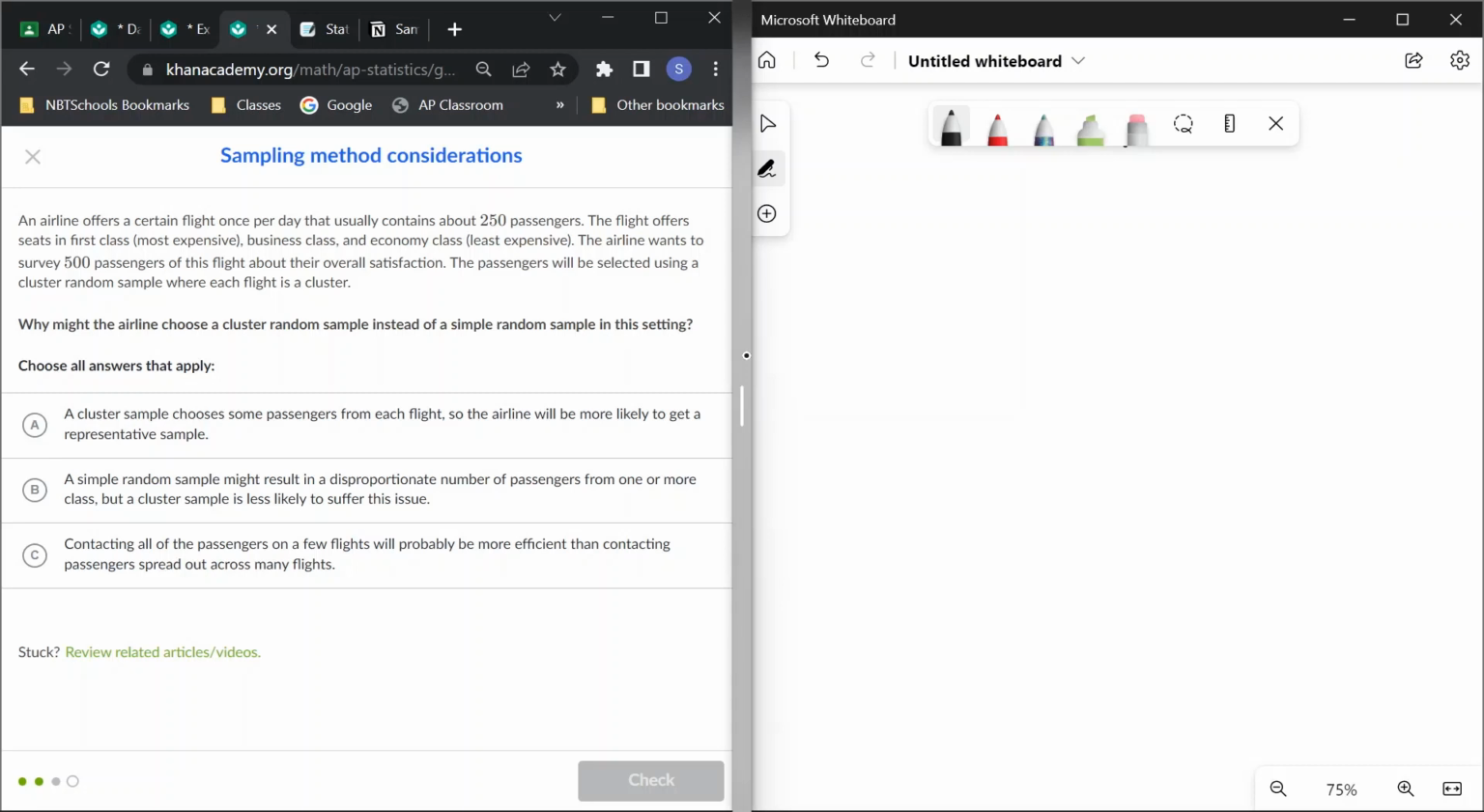Okay, why is a cluster random sample better than a simple random sample? I literally do not know. An airline offers a certain flight once per day that usually contains about 250 passengers. What's the point? Once the survey finds results about their overall satisfaction... Oh, this is so annoying. A cluster sample chooses some passengers from each flight, so the airline will be more likely to get a representative sample.